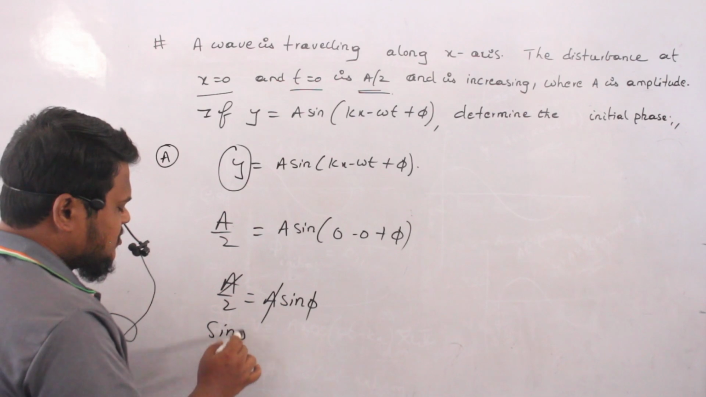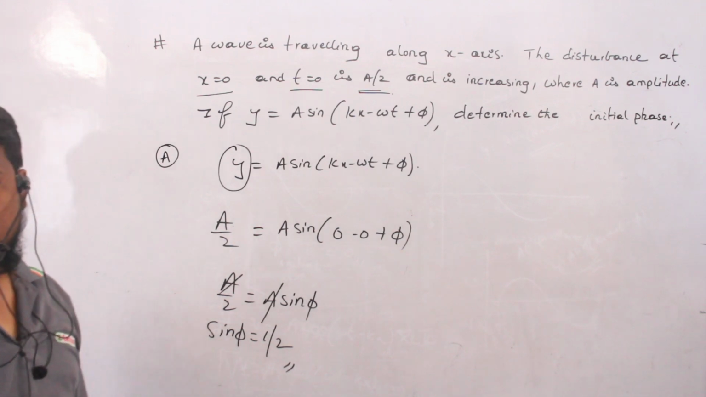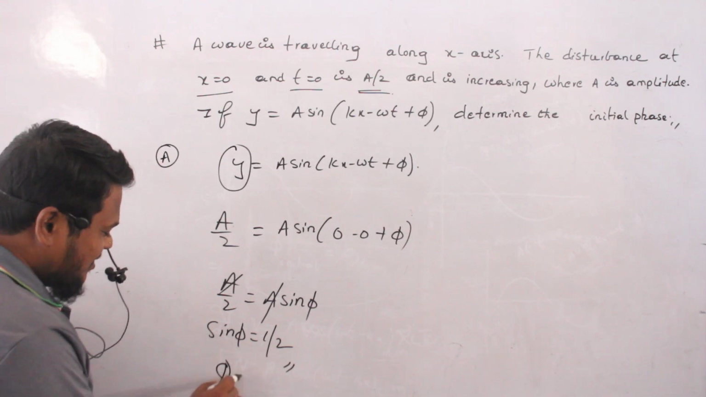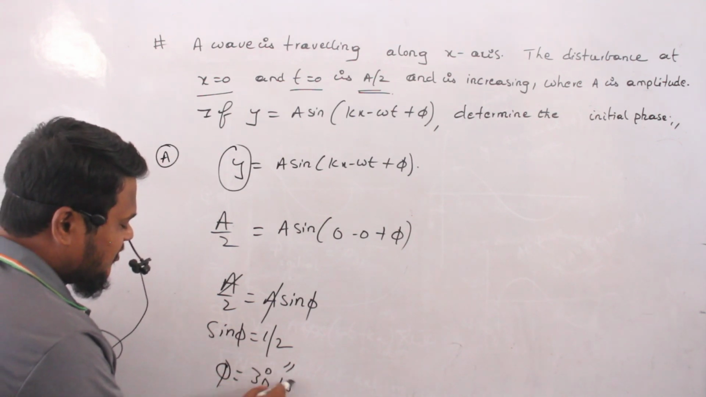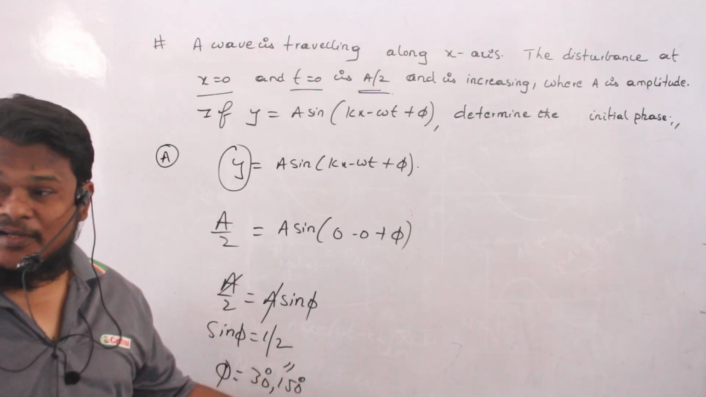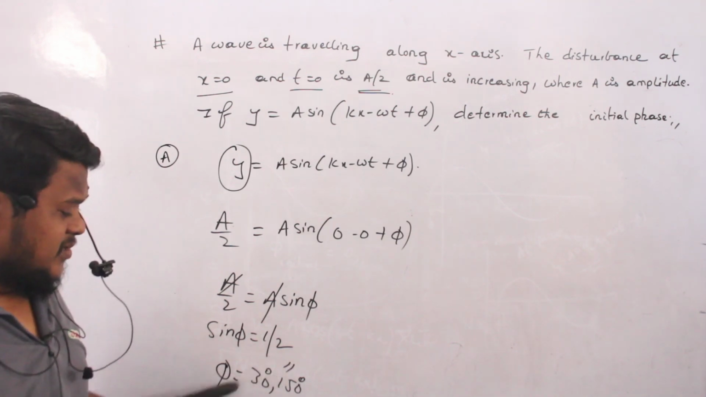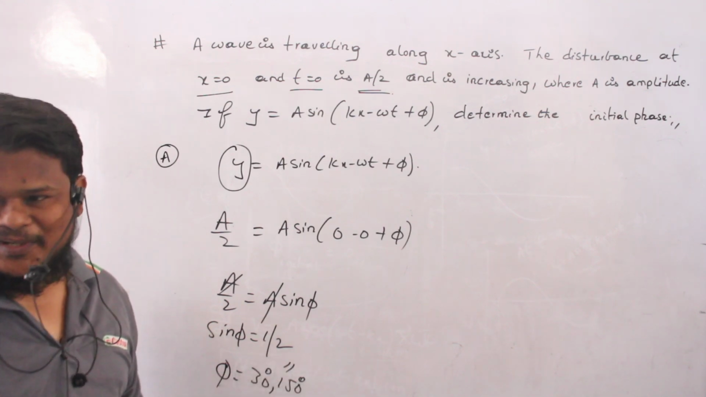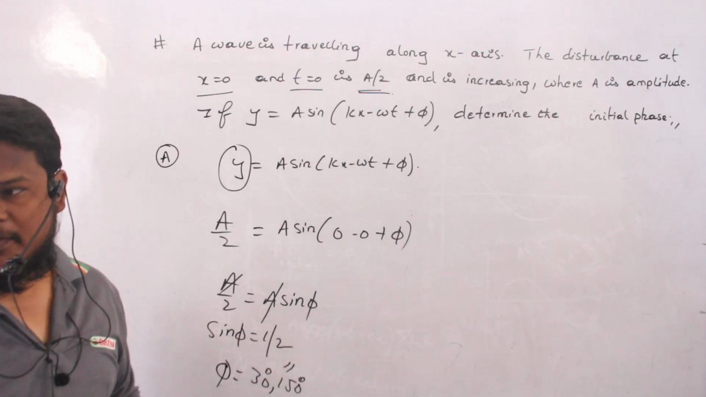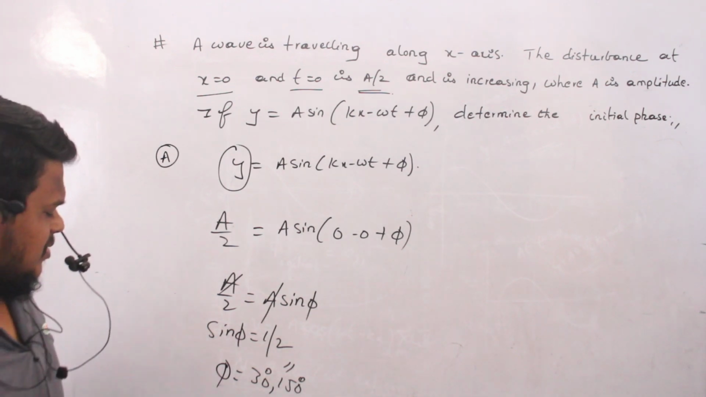So A and A get cancelled, and I get sin phi is equal to 1 by 2. So sin phi becomes 1 by 2 at which angle? Can you say? 30 degrees. Sin phi is 1 by 2 at 30 degrees as well as at 150 degrees. Because sin 150 can be written as sin(180 minus 30), which gives sin 30, equal to 1 by 2. And since it is in the second quadrant, sin theta is positive in the second quadrant.